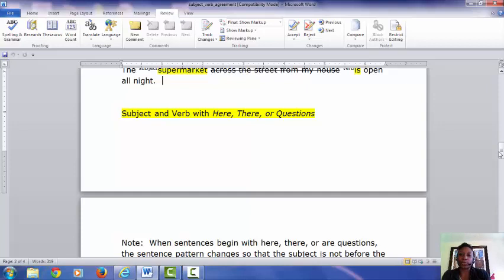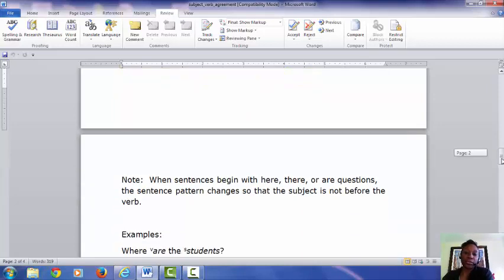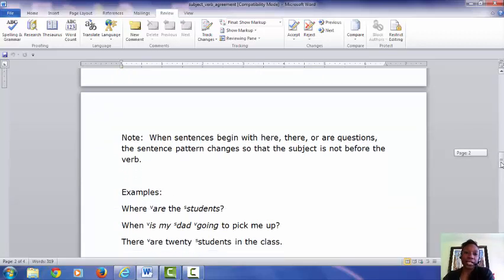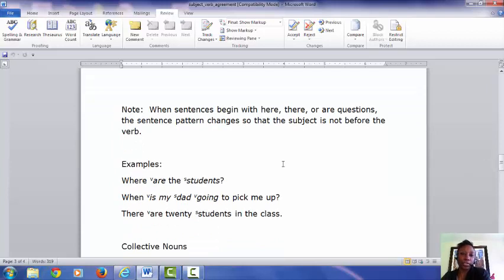I want to caution you that in some cases we have the inverted word order of the subject and the verb because of words like here, there, or even questions. Sometimes the verb actually comes before the subject, so note that that happens sometimes, and you do have to look for the subject of the sentence. Here are some examples.